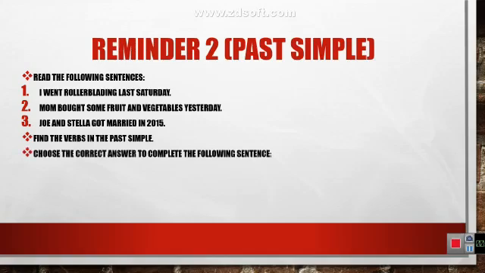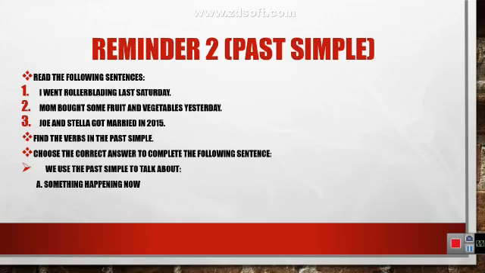Now choose the correct answer to complete the following sentence. We use the past simple like the sentences 1, 2, and 3 to talk about. So when do we use the past simple? We use it to talk about A. Something happening now. B. A specific finished occasion in the past. C. A habit or routine.